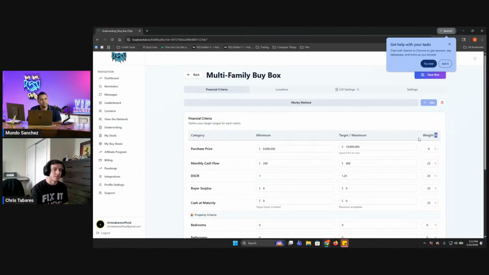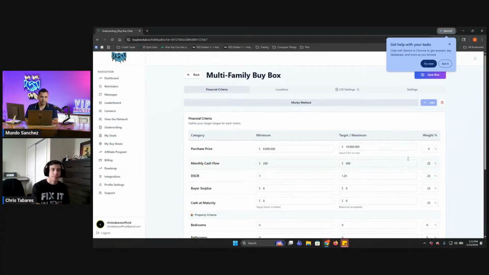What is weight percentage over here? Good question. So the way the platform works as far as creating your match score: you underwrite a deal, and the whole point of the match score is to tell you whether it's a good deal or bad deal. This is your own algorithm that we're creating. Every user can customize their own algorithm. In your buy box you're setting your minimums, your targets, and in some cases maximums. And then you're also setting your weight criteria.